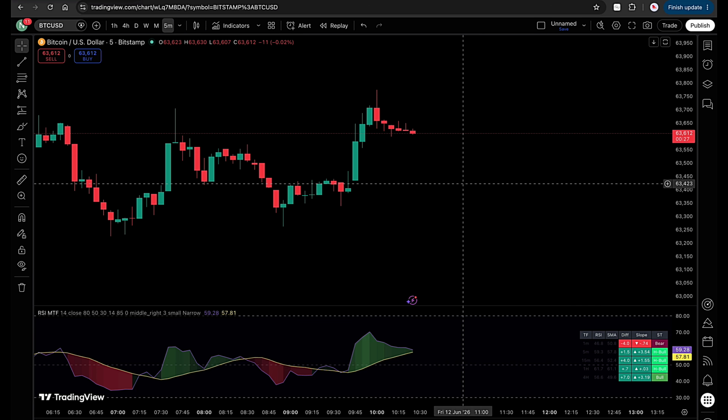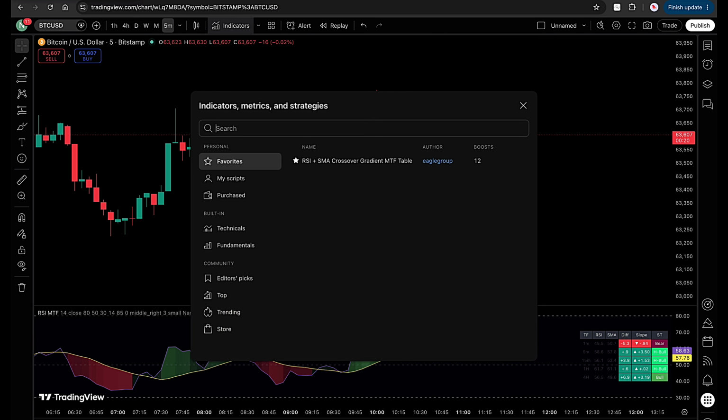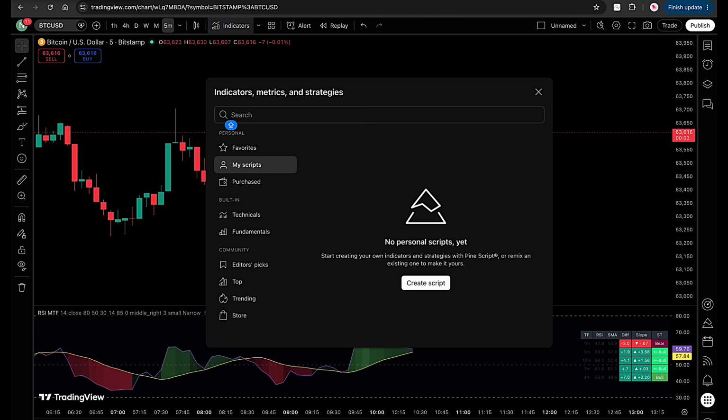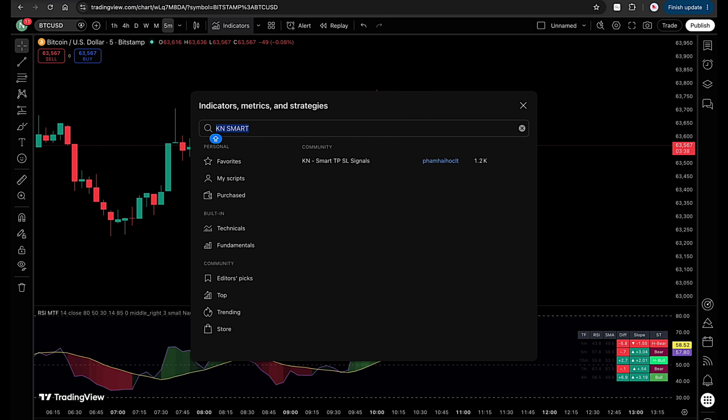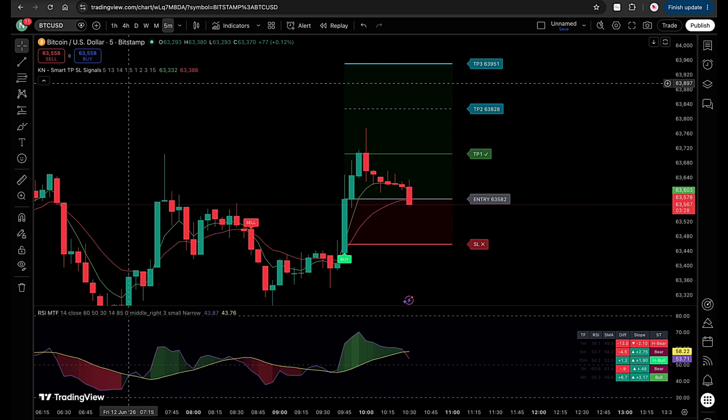We have to add the second indicator. So we have to go back to the indicator section and search for the second indicator, which is KN Smart. As soon as you write KN Smart, you will get the indicator KN Smart TP SL signal. You have to add this and it looks like this.